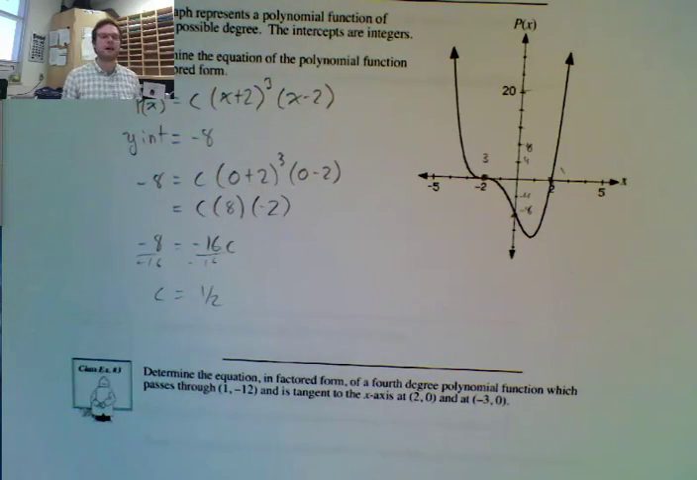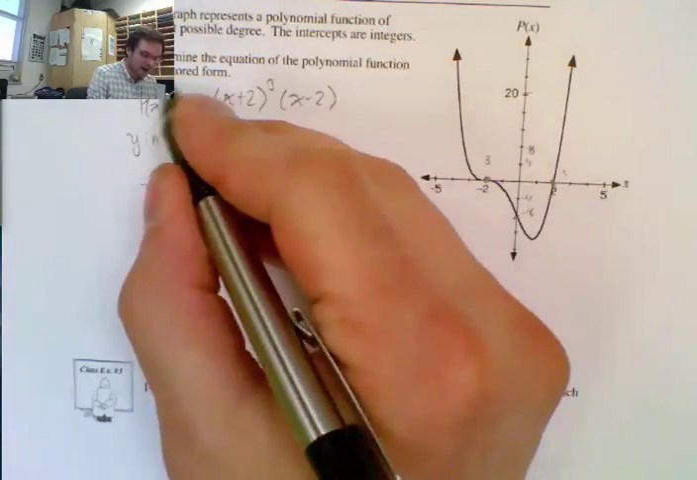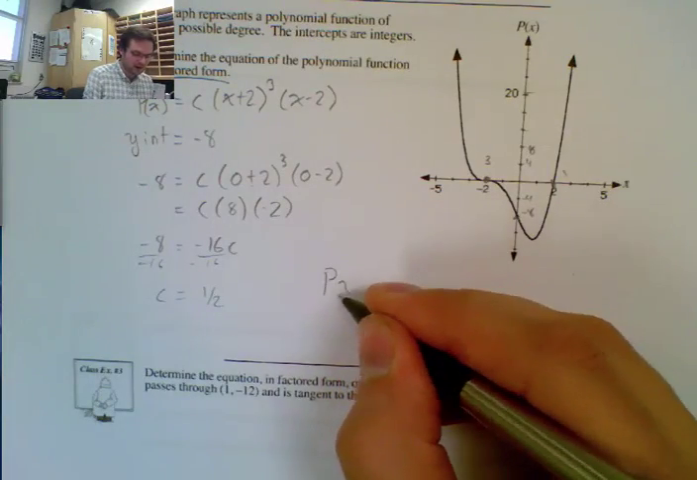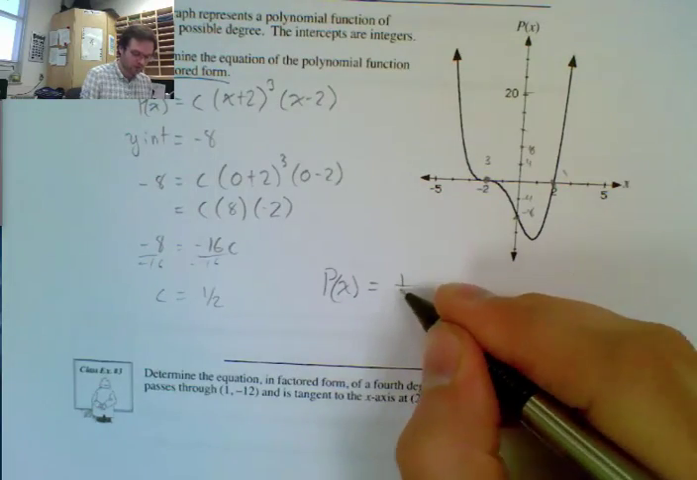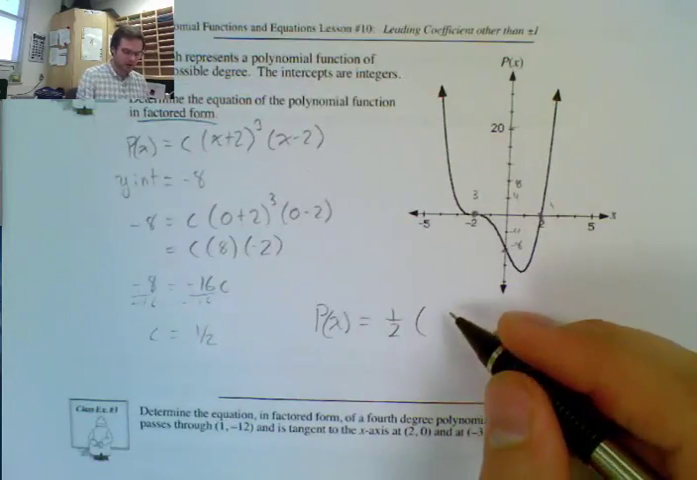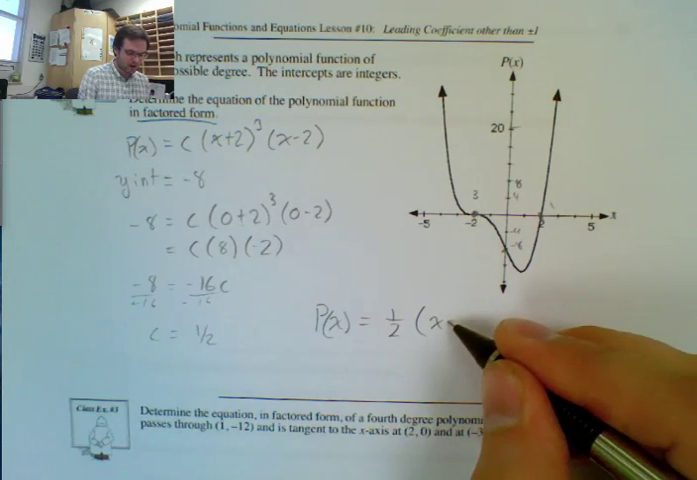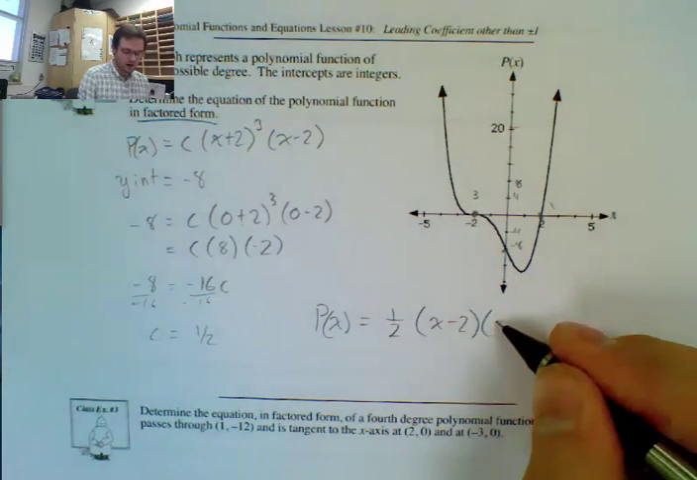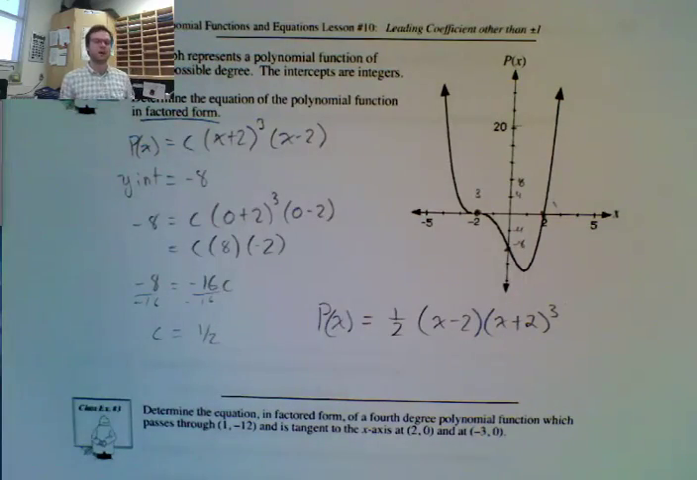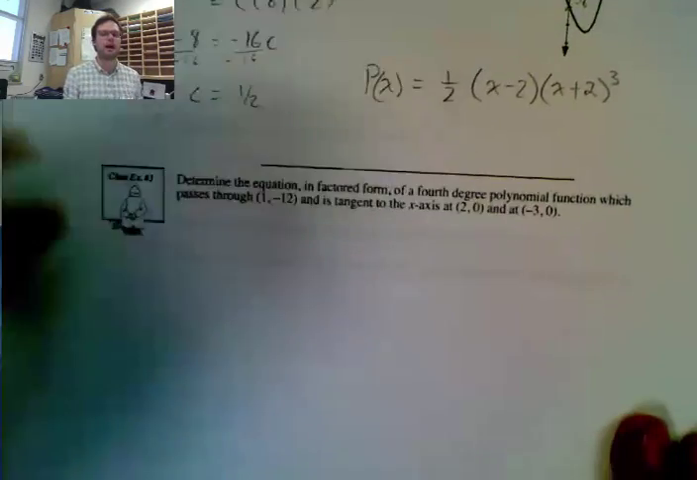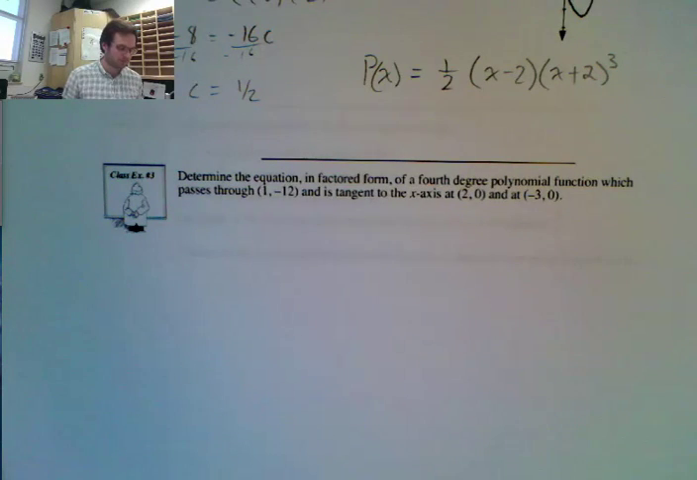So we're going to plug this back in, and it wanted it in factored form. I know p of x is equal to 1 over 2, my c value, times x minus 2 and x plus 2 cubed. Okay? So now let's take a look at class example number 3.